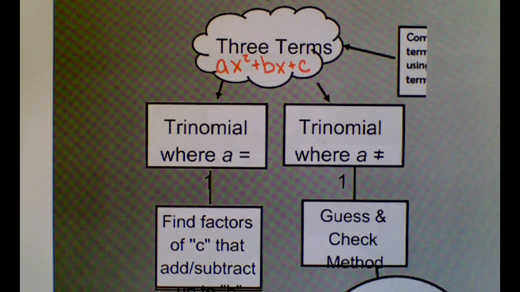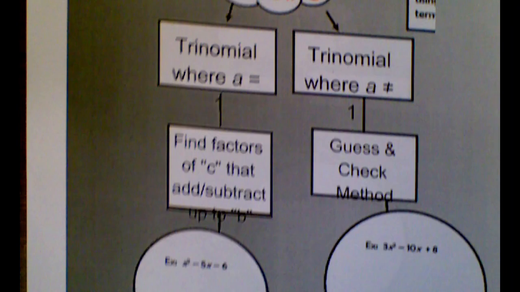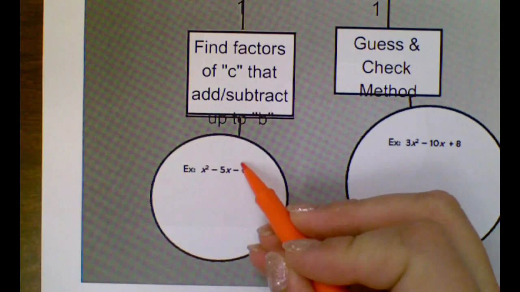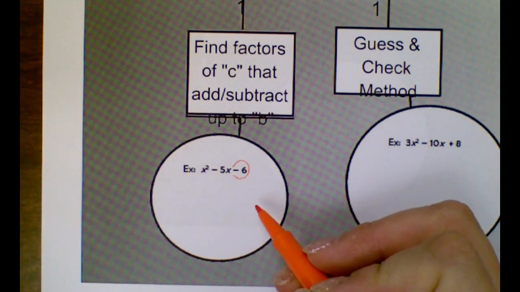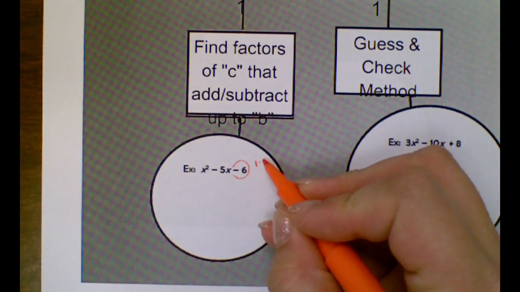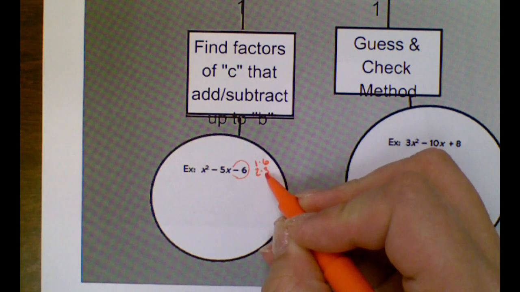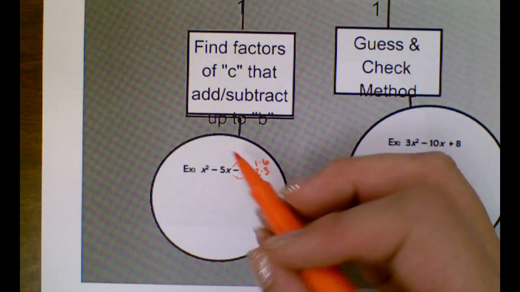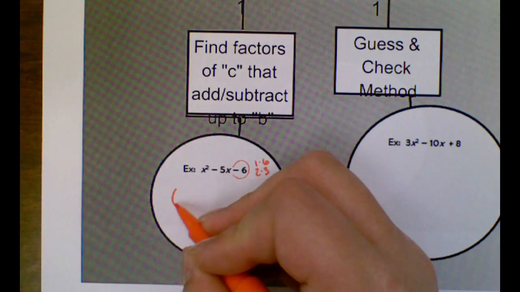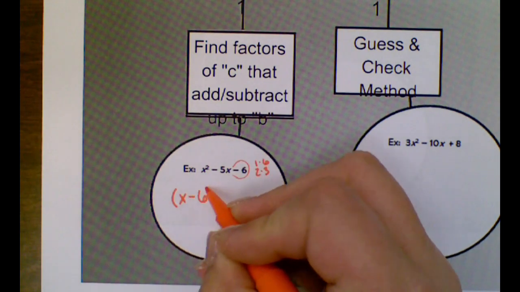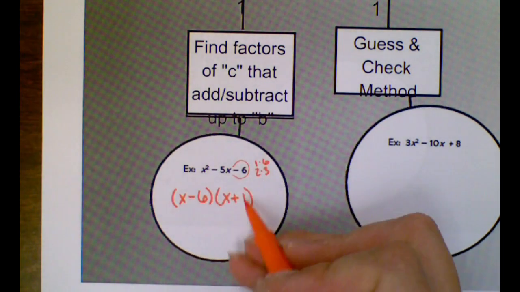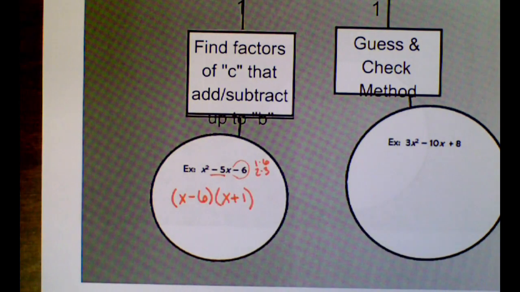All right, picking up where we left off. Trinomials, if a is 1, so here's our scenario. Our c value is -6. That means possible factors of c are 1 and 6 or 2 and 3. I know one of them has to be negative to make it multiply to -6. In order to add to -5, I'm going to need x minus 6 and x plus 1, because -6 plus 1 makes that -5 in the middle.